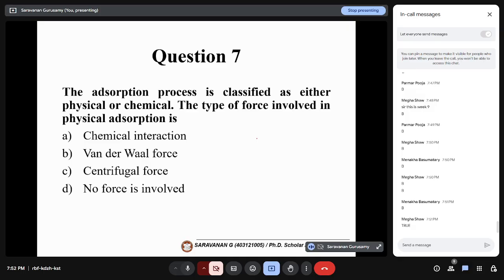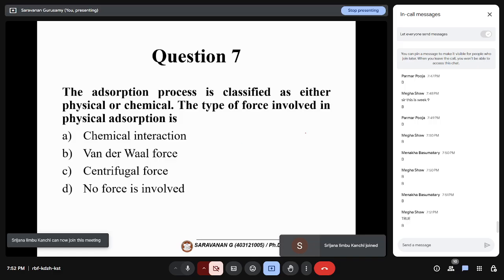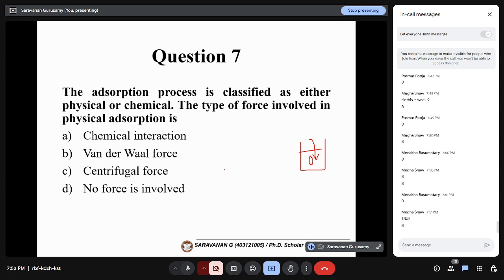The absorption process is classified as either physical or chemical. The type of force involved in the physical absorption. There are two principles. What is absorption? Absorption is when the pollutants are getting absorbed in the liquid. It's adsorption when they are getting adsorbed on the surface of solid particles. That is called adsorption, right?